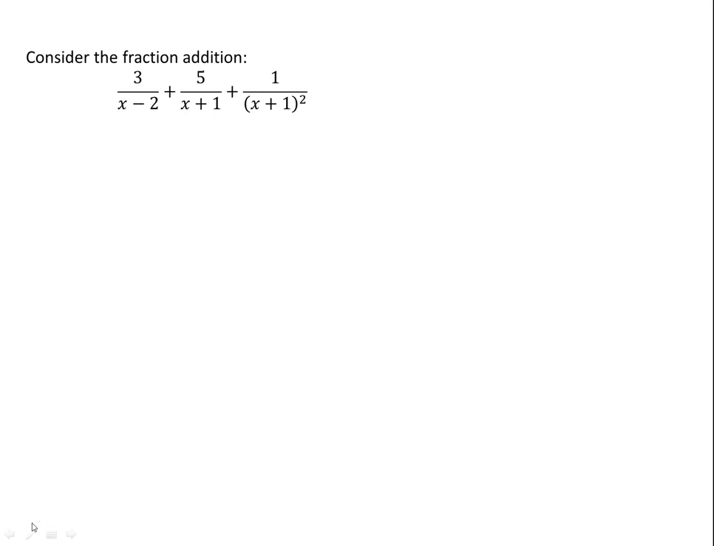Now let's move on and consider a different fraction addition. In this case we've got 3 over x minus 2 plus 5 over x plus 1 plus 1 over x plus 1 squared. With a little bit of thought, it should be clear that x minus 2 times x plus 1 squared is the common denominator.